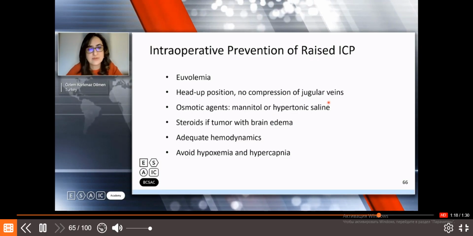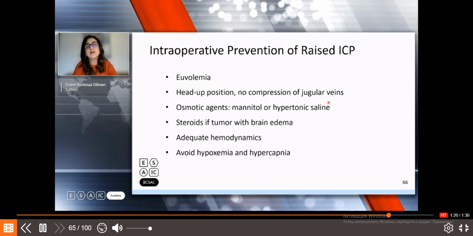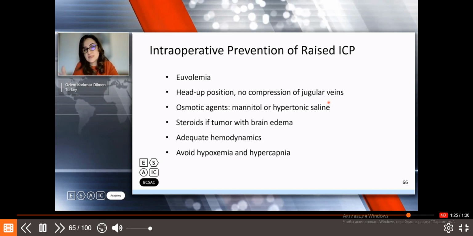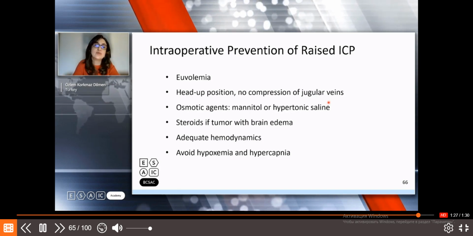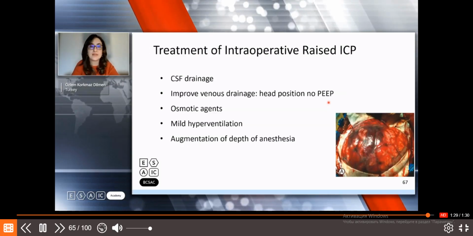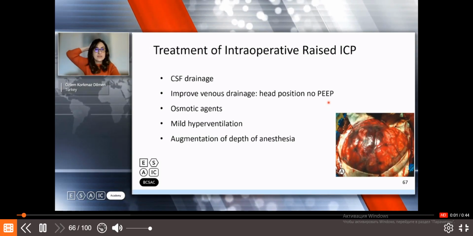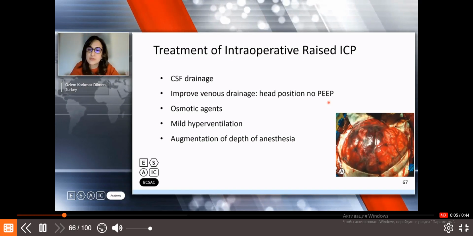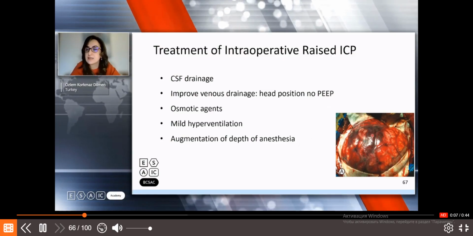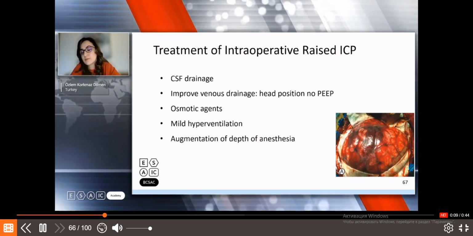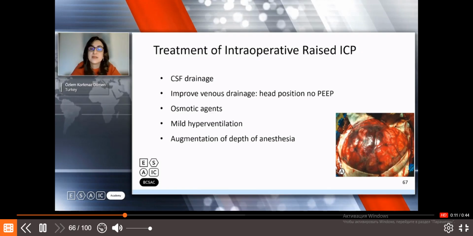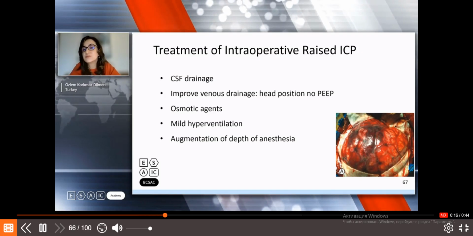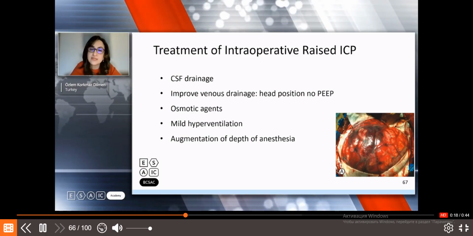And we have to continue steroids for brain edema. Adequate hemodynamics should be sustained, and we need to avoid hypoxemia and hypercapnia. If brain bulking develops during the surgery, the surgeon can drain the CSF to improve the venous drainage.